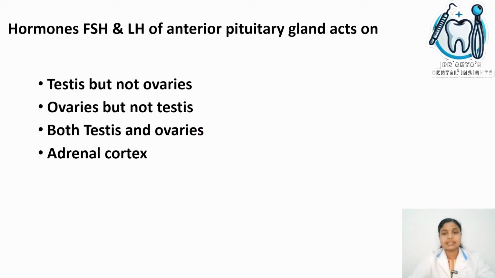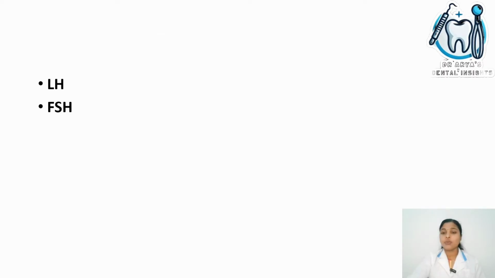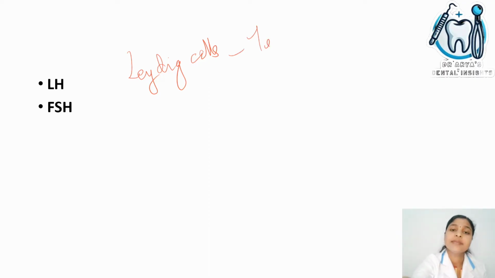Hormones FSH, that is follicle stimulating hormone, and luteinizing hormone, that is LH, of anterior pituitary gland acts on testes but not ovaries, ovaries but not testes, both testes and ovaries, and adrenal cortex. So, coming to the discussion part. What does LH do? LH stimulates Leydig cells, and it produces testosterone in males.